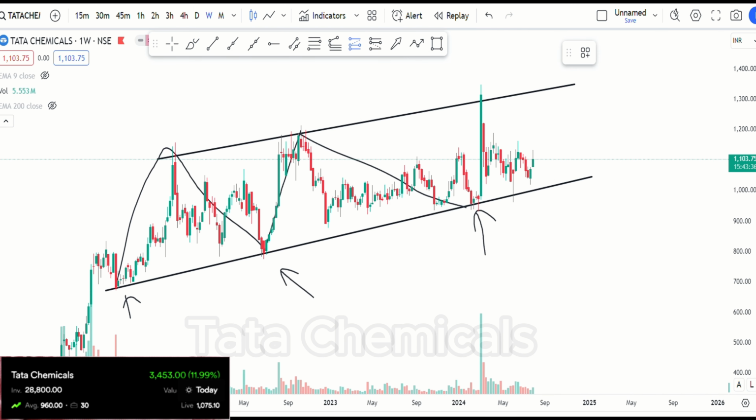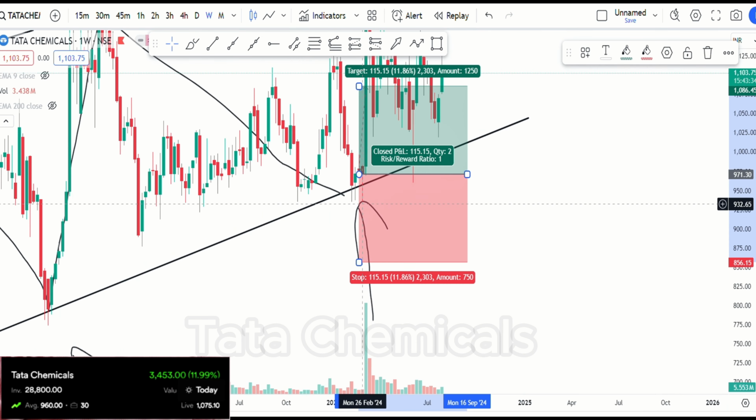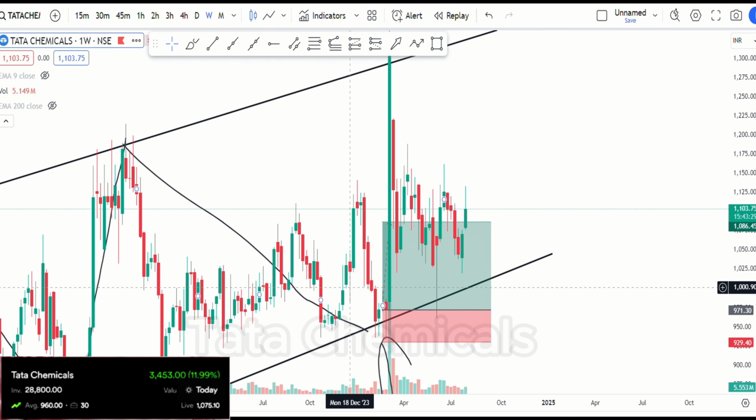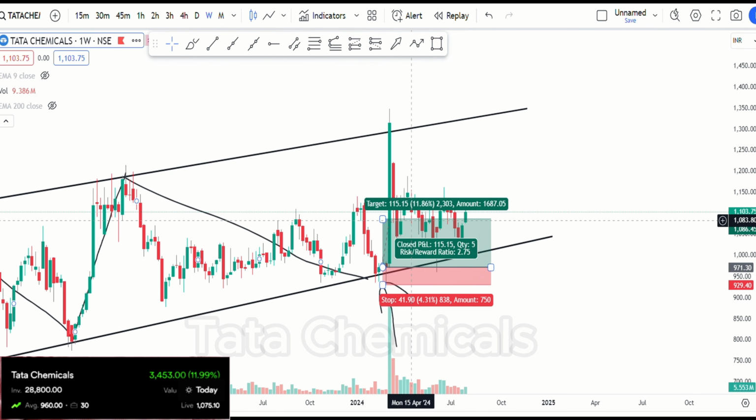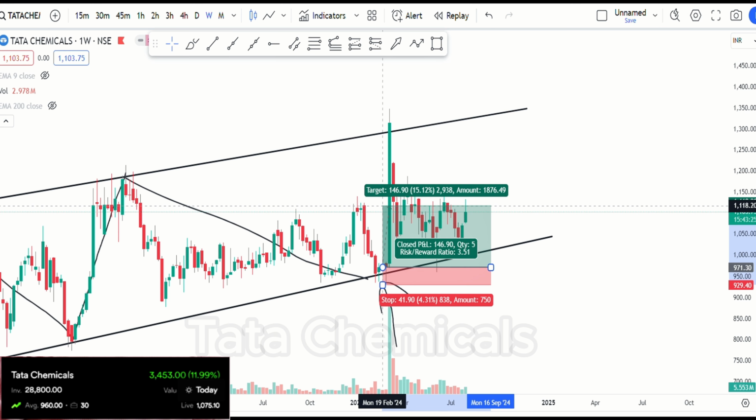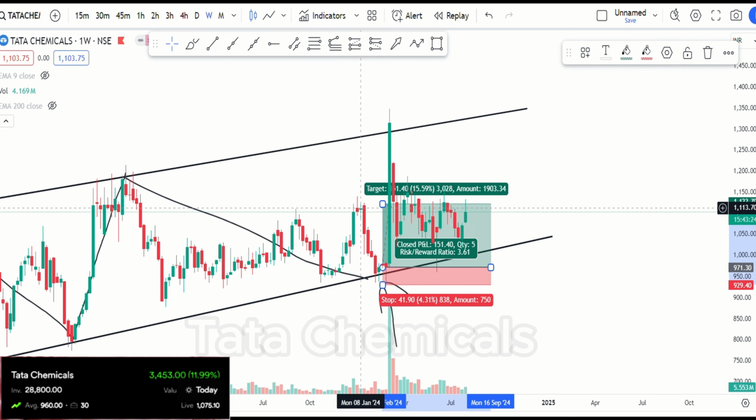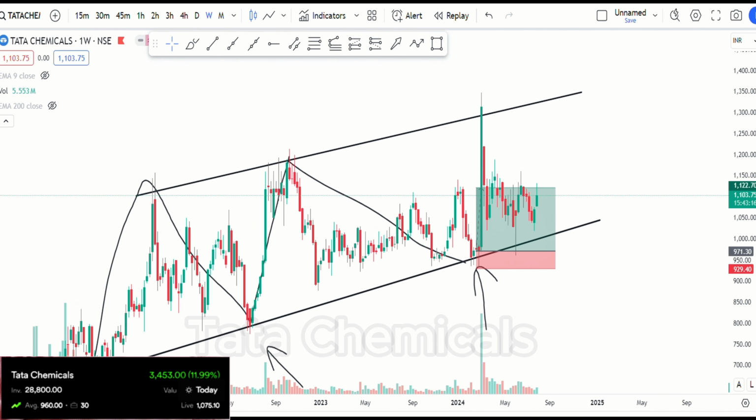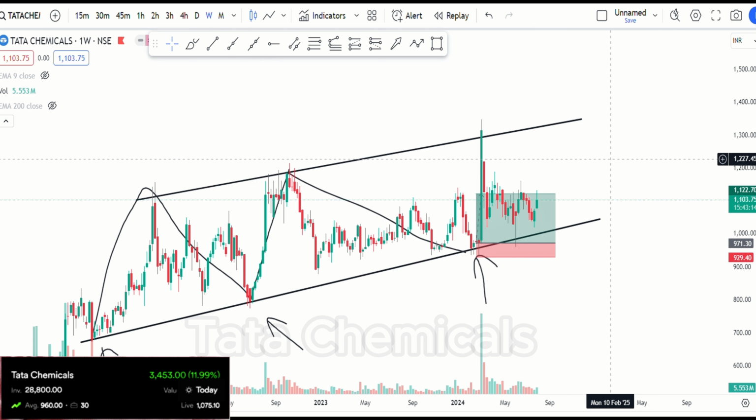This was my entry over this green color candle, and my stop loss was below this candle, and I booked the trade exactly at this place. I found a good resistance over this place, so I exited it. I could have exited it here, but I made a profit of more than 1:3 over this place. This is how you can make a decent amount of return using this strategy.